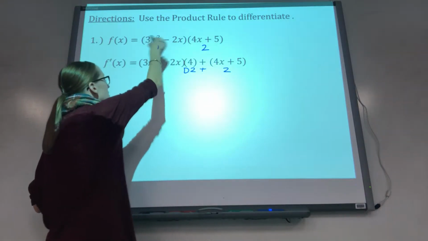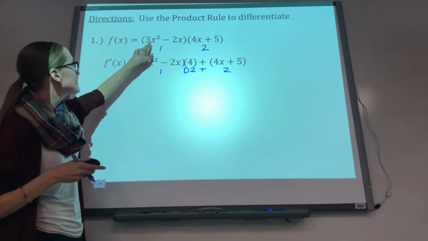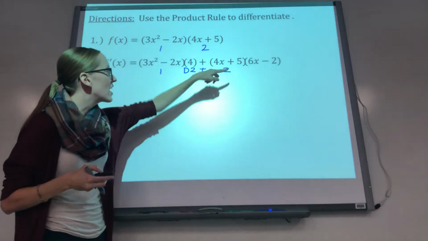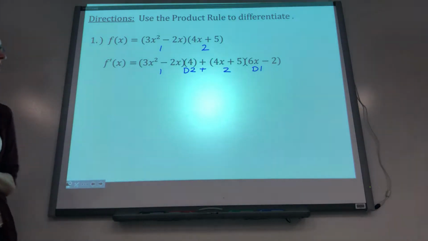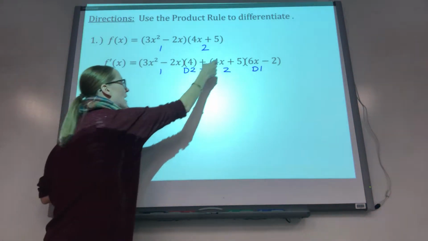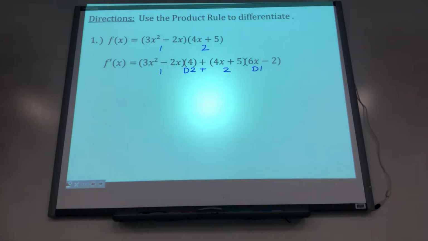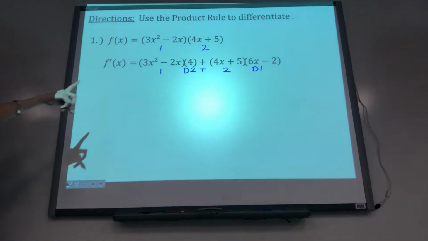d1. Now, the derivative here is a little bit more complicated. This part would be 6x to the first power, or just 6x. And right there, I'll have a minus 2. And there it is. We need to simplify it still, but this is the product rule: 1 d2 plus 2 d1. That saying just helps you remember what order to put everything in. Any questions about how we did that part? That's the only calculus really in this problem.